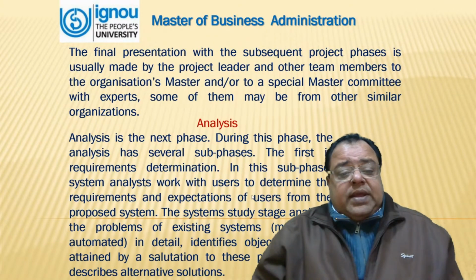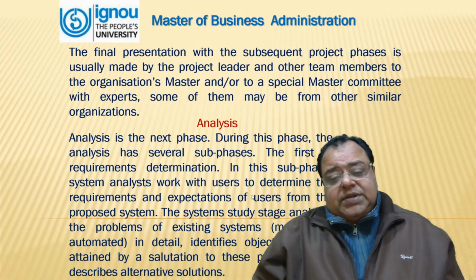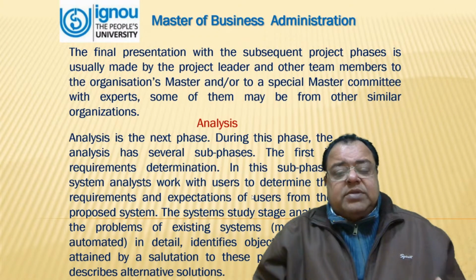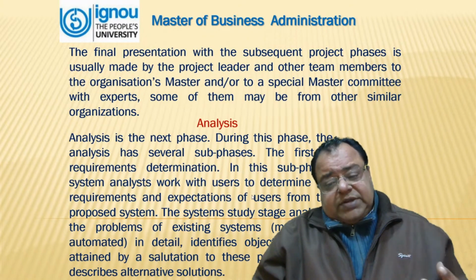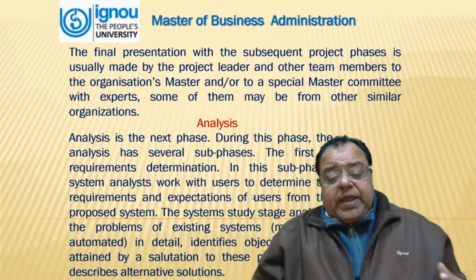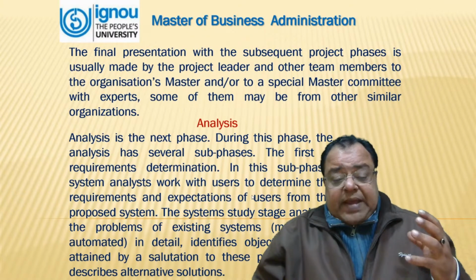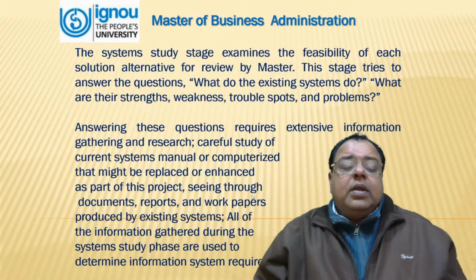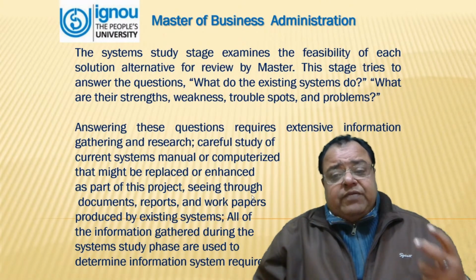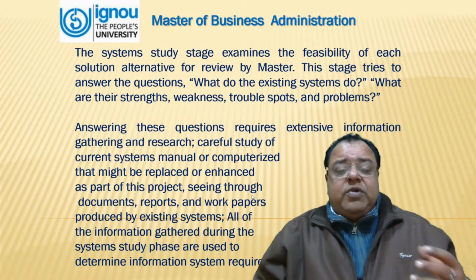Now, what is analysis? Analysis is the next phase. During this phase, the analysis has several subphases. The first is requirements determination. In this subphase, system analysts work with users to determine the requirements and expectations of users from the proposed system. The system study stage analyzes the problems of the existing system, manual or automated, in detail, identifies objectives to be attained by a solution to these problems, and describes alternate solutions. The system study stage examines the feasibility of each solution alternative for review by management.